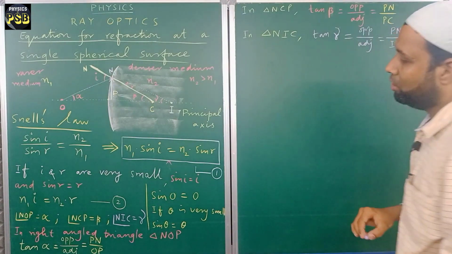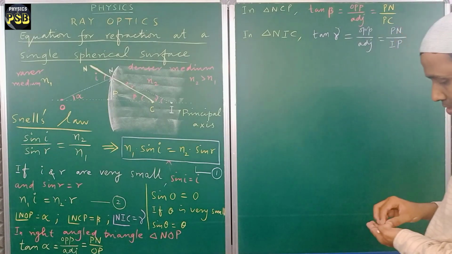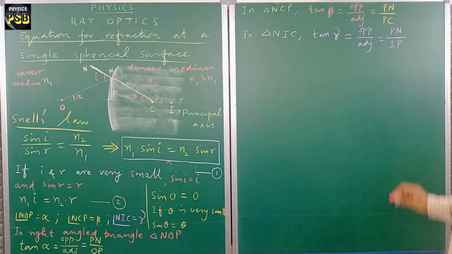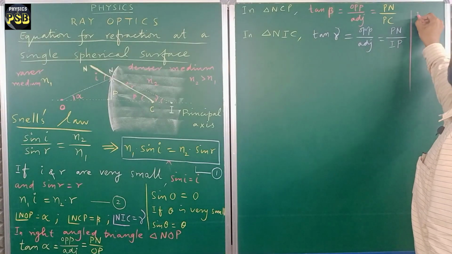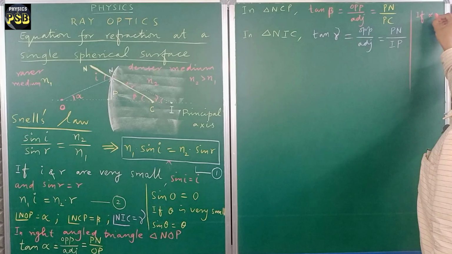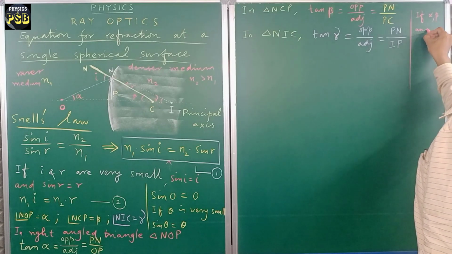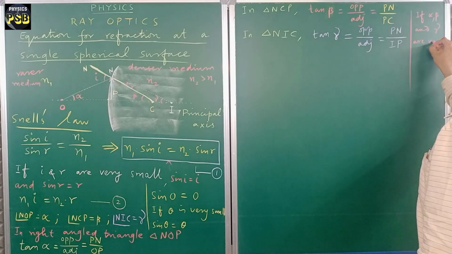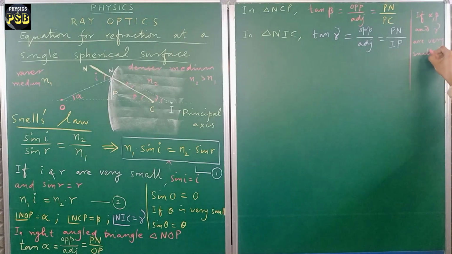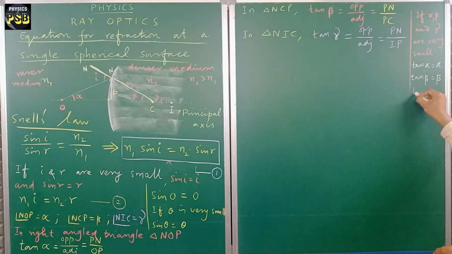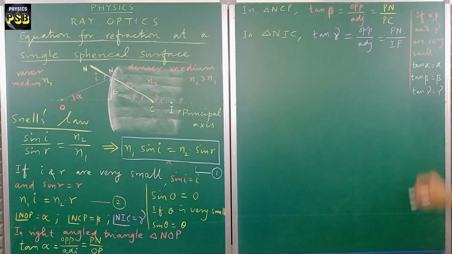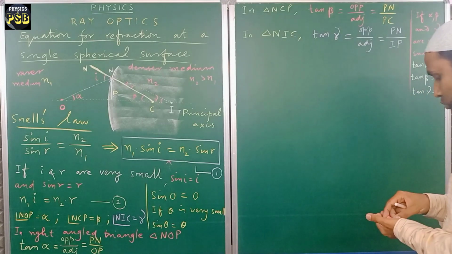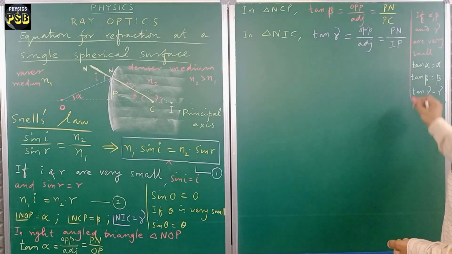Now here, once again, if these angles alpha, beta and gamma are very small, then tan of alpha is written as alpha, tan of beta is written as beta, and tan of gamma is written as gamma. This is what it means. Fine.